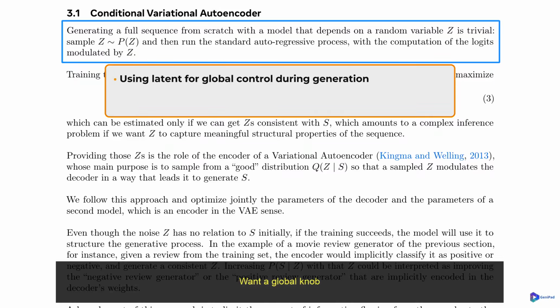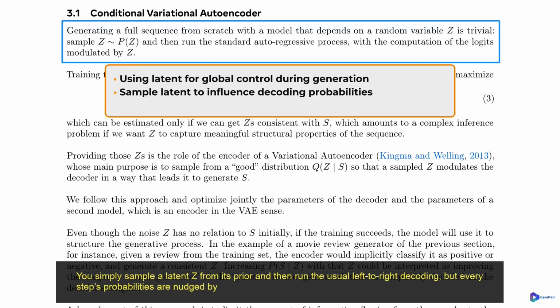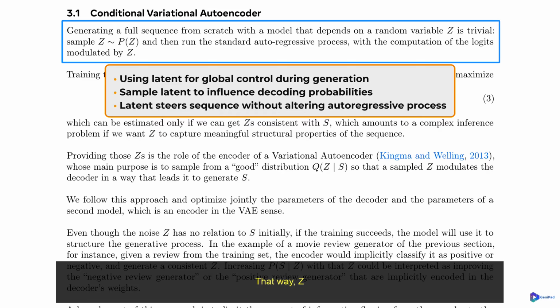Want a global knob for style or structure at generation time? You simply sample a latent Z from its prior and then run the usual left-to-right decoding, but every step's probabilities are nudged by Z. That way, Z consistently steers the entire sequence without changing the basic autoregressive mechanics.